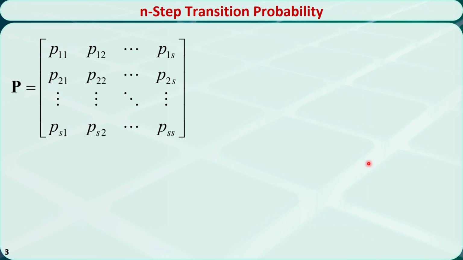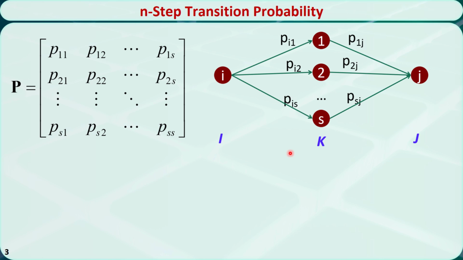As an example, let's consider the two-step transition probability. Assume that we know the one-step transition matrix, which is shown here. We can think of a two-step transition from i to j as two one-step transitions: from i to an intermediate state k, and then from k to j. We have a total of s states, so k can be any value between 1 and s.